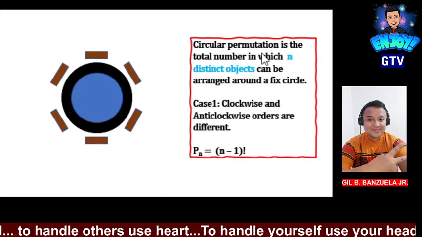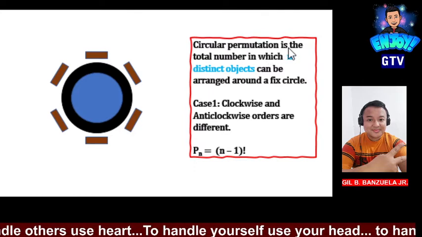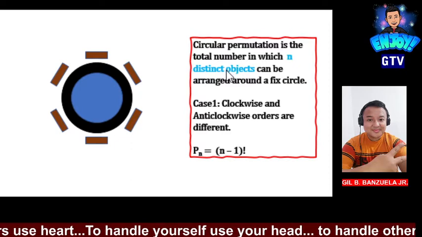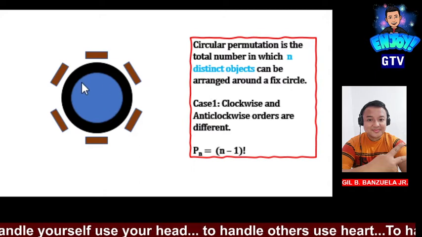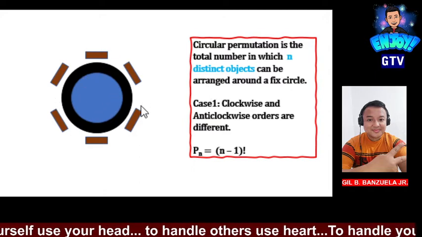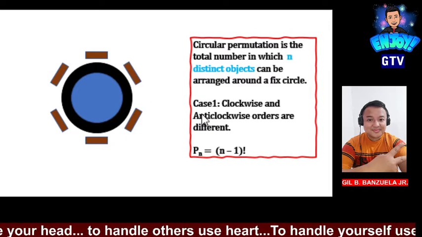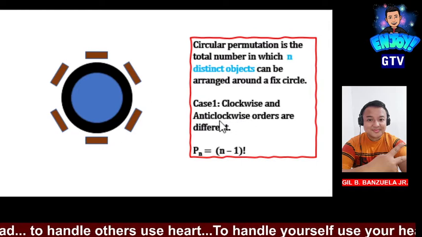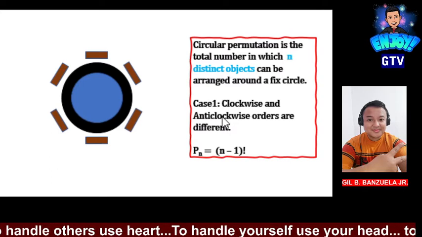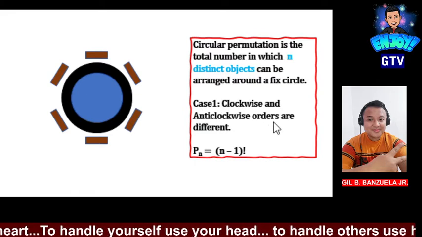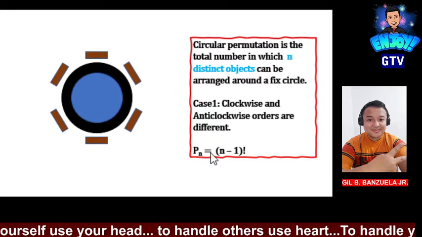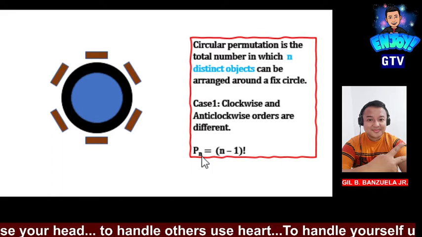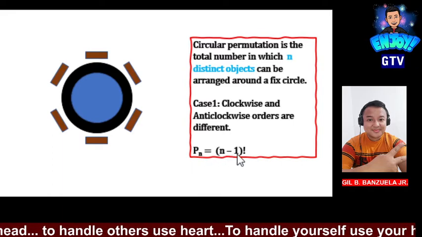And let's proceed on circular permutation. So, circular permutation is the total number in which n distinct objects can be arranged around a fixed circle. So, for instance, ito ay table, no? Then, we have 6 chairs here. So, for case number 1, clockwise and anti-clockwise or counterclockwise orders are different. Ayan. So, for case number 1, where orders are different, our formula is P sub n, where n is the number of distinct objects, is equal to n minus 1 factorial.